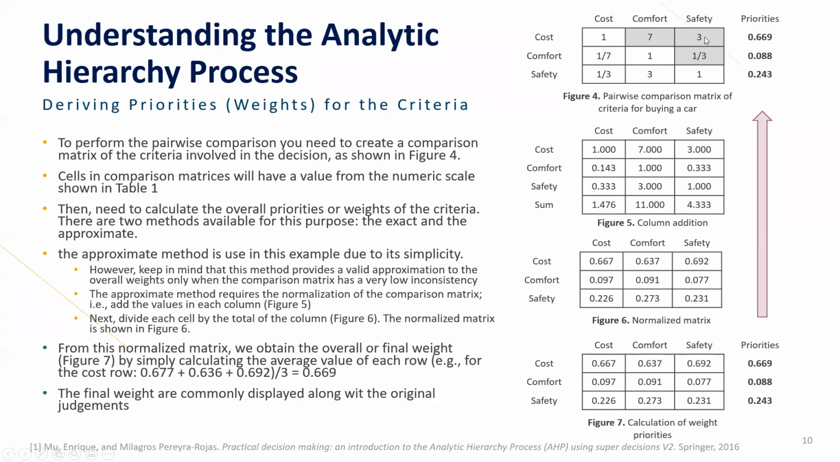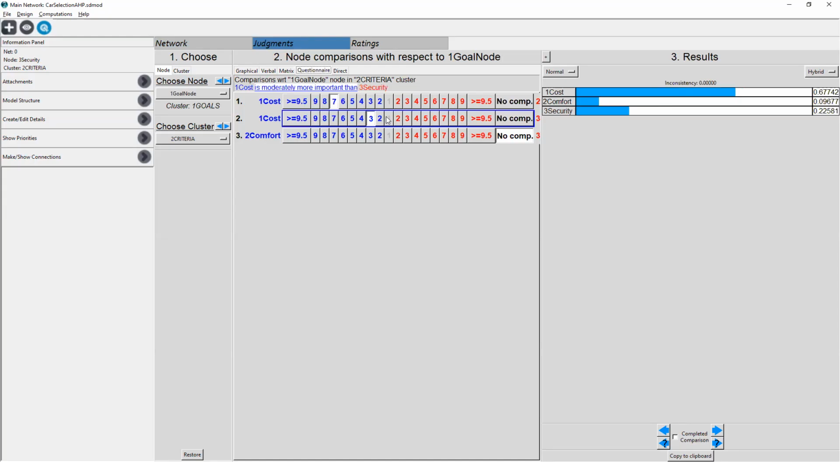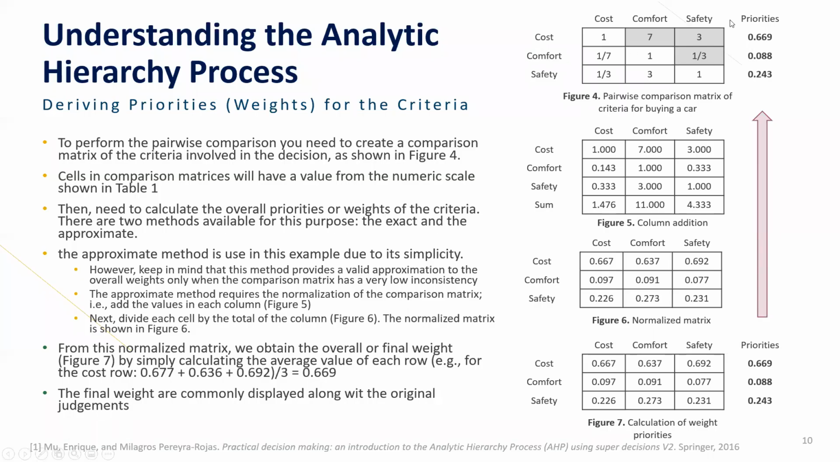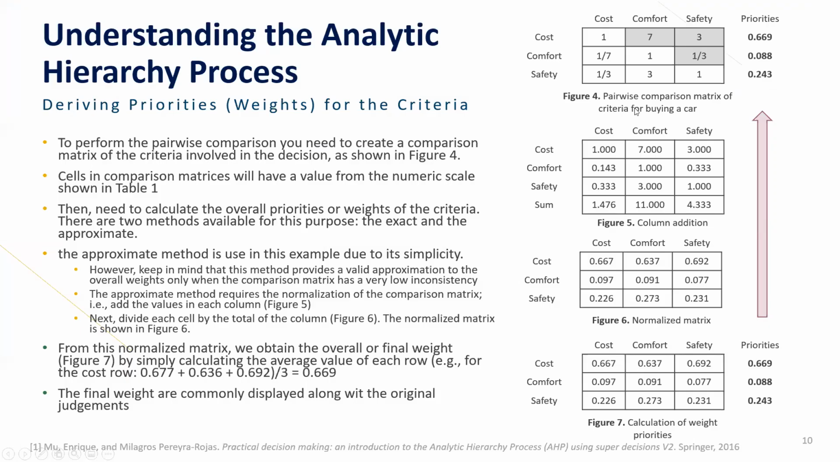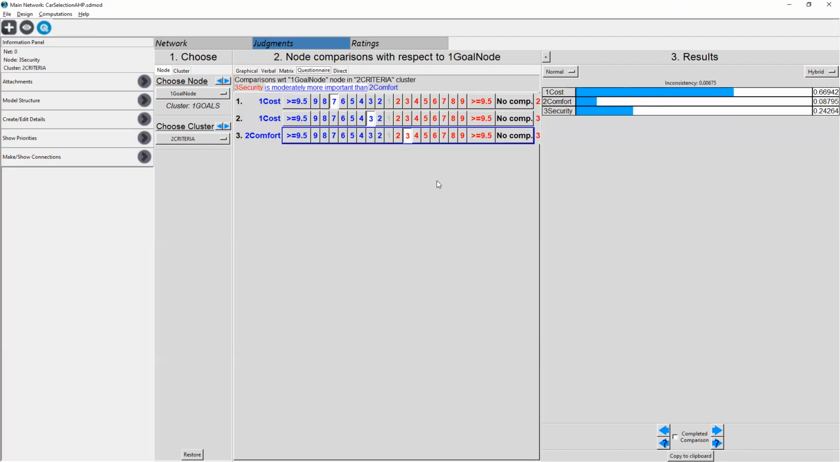And then the last one is comfort to safety. Comfort to safety is here. So we need 1/3, this one, right? Security is moderately more important than comfort. So it's 1/3 and 3 in the safety here. That's how you give the scoring. It automatically checks the next step, as you can see here.